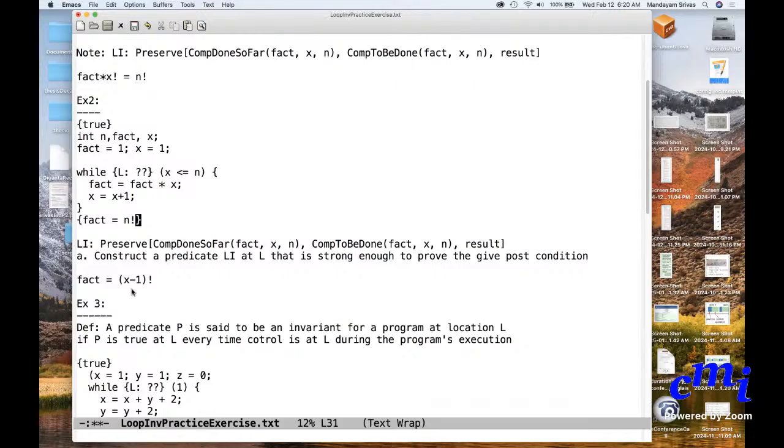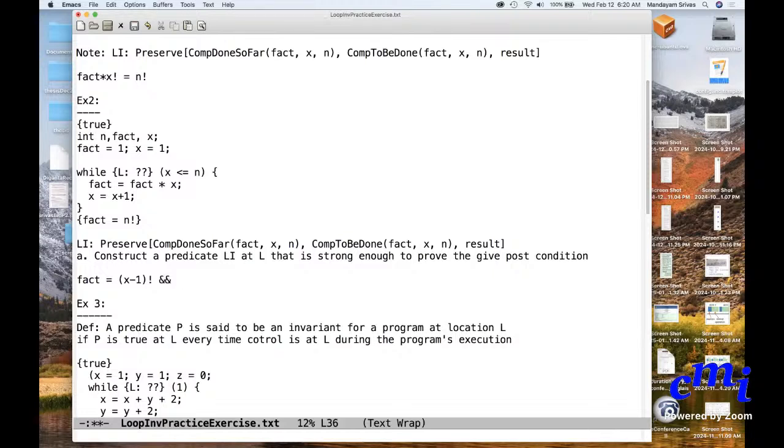But is this safe or adequate? I guess we need a condition for termination. Yes, good. Which would be x at n plus 1. So it should be less than or equal to n. That's exactly right. Very good.